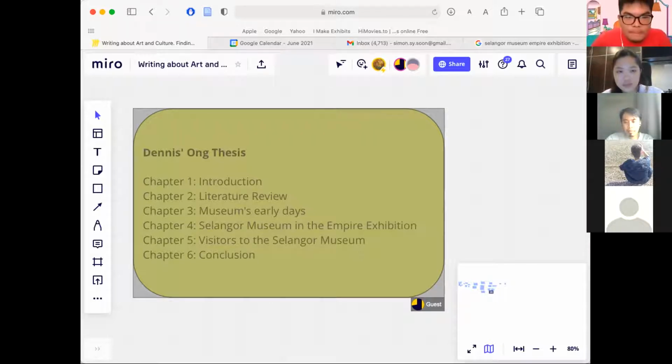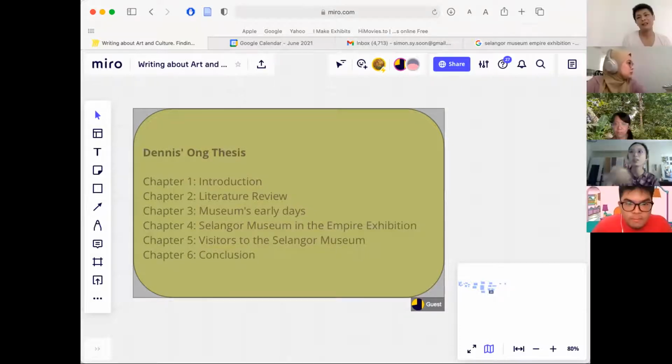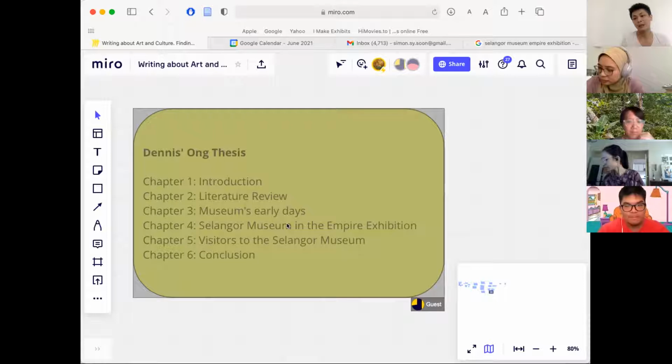I think that you mentioned the club many times. I was just wondering, why is the social life of the museum not one of your chapter titles? So rather than early museums, early days, couldn't it be like social life around the museum, or communities making the Selangor Museum, communities that make the Selangor Museum, something, I don't know.